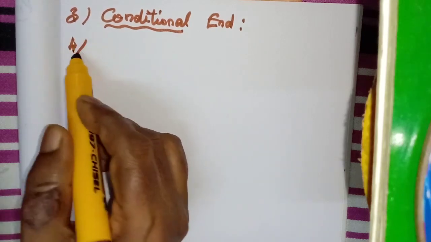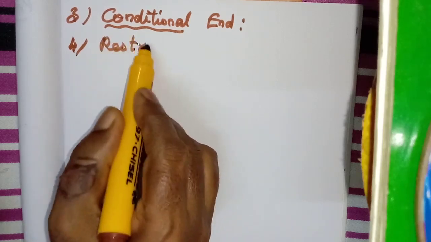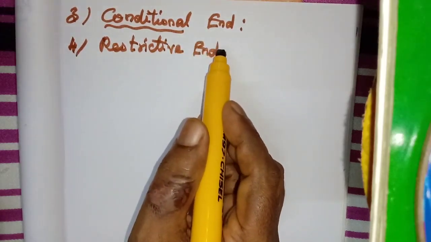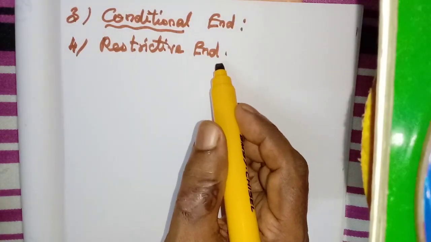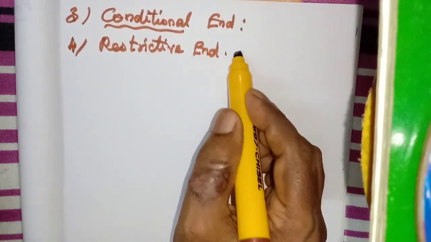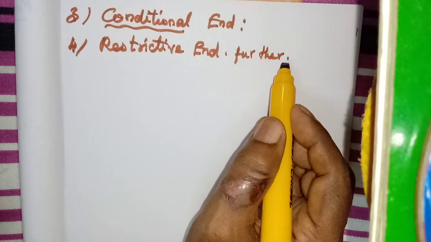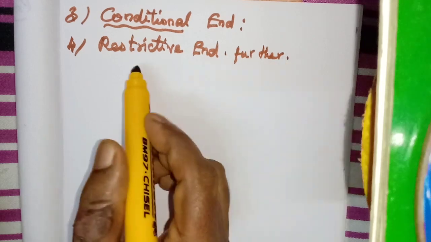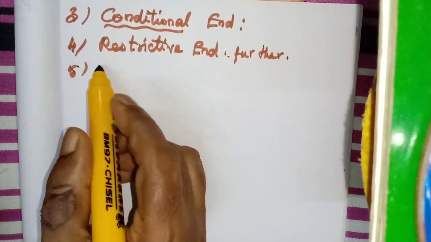The next one is restrictive endorsement. Here, it restricts the further negotiation. It will be restricted to the last endorsement. After that, it may not be endorsed. So it restricts with the last endorsement. Then sans recourse.